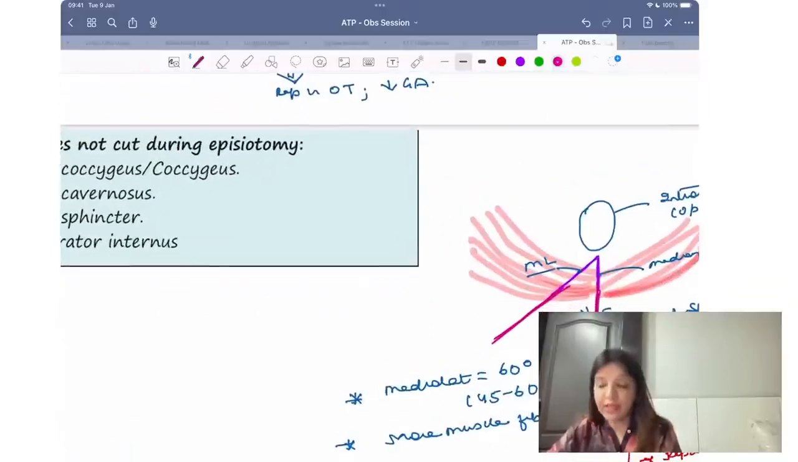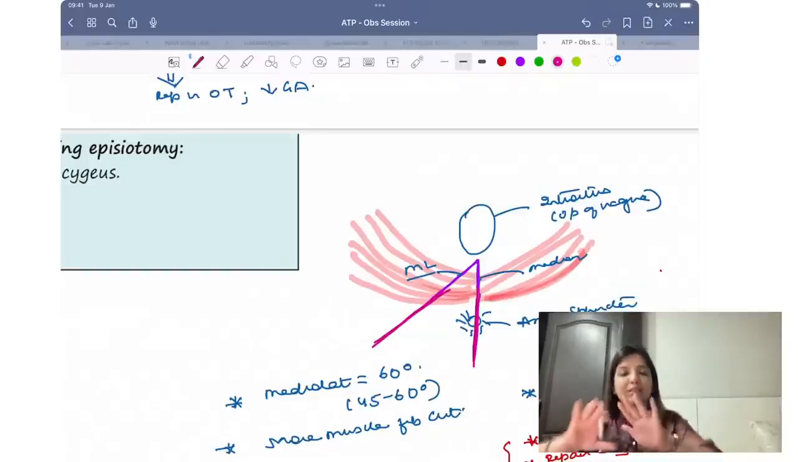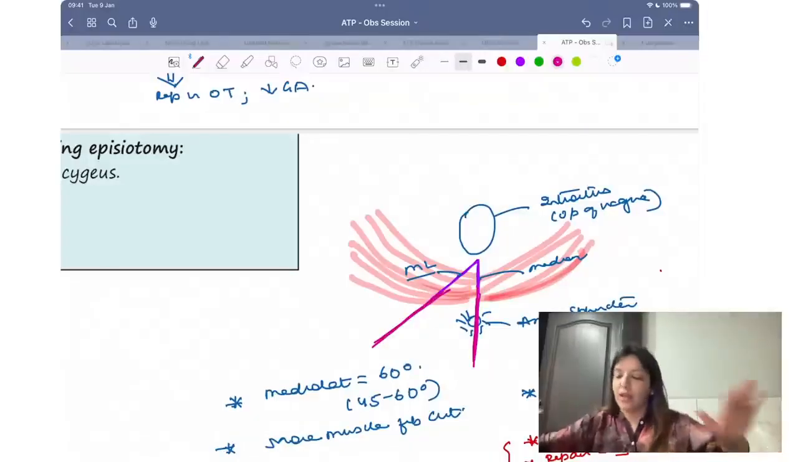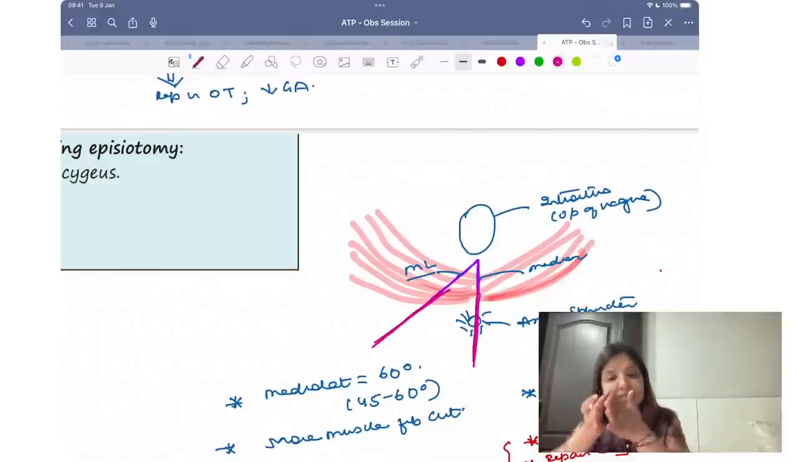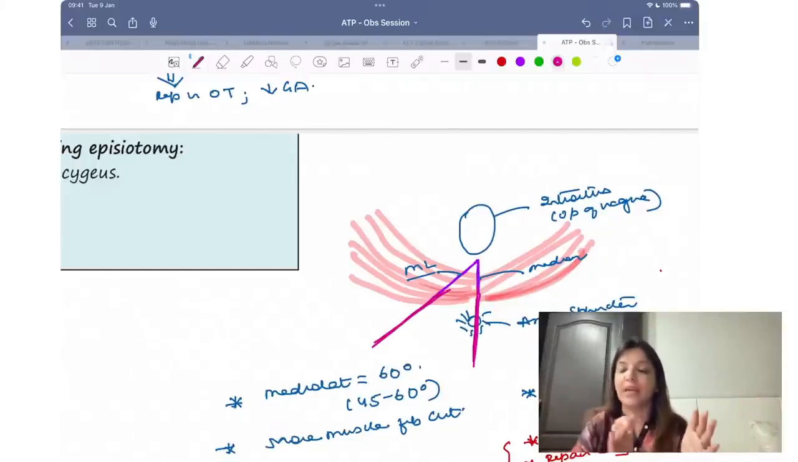Now, they ask you: all of the following muscles are cut in episiotomy except. Now, I don't want you to remember the structures which are cut in episiotomy. I want you to remember the muscles which are not cut in episiotomy, because the answer to that except will come from the not. So all those muscles which are present on the side, please see over here, whichever muscle is in the center is going to be cut. Muscles which are on the side will never be cut.